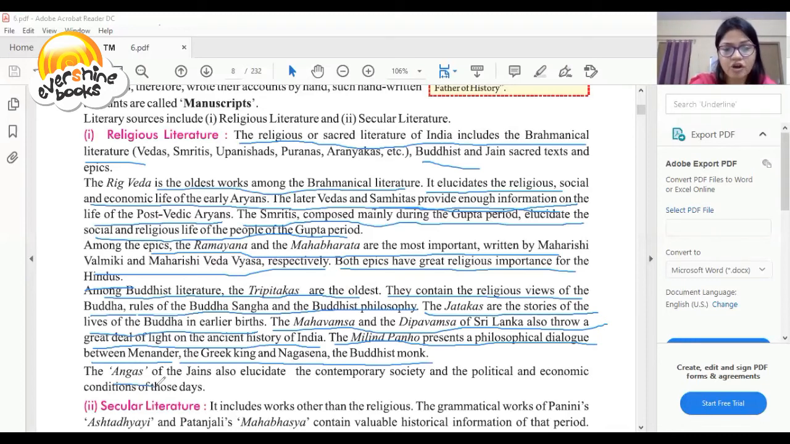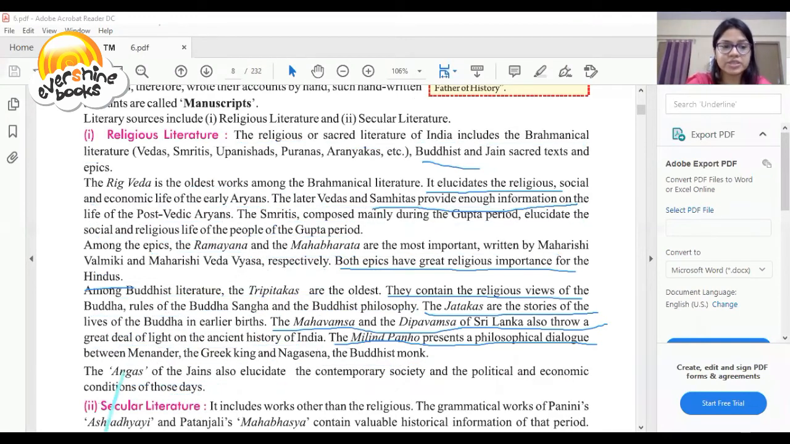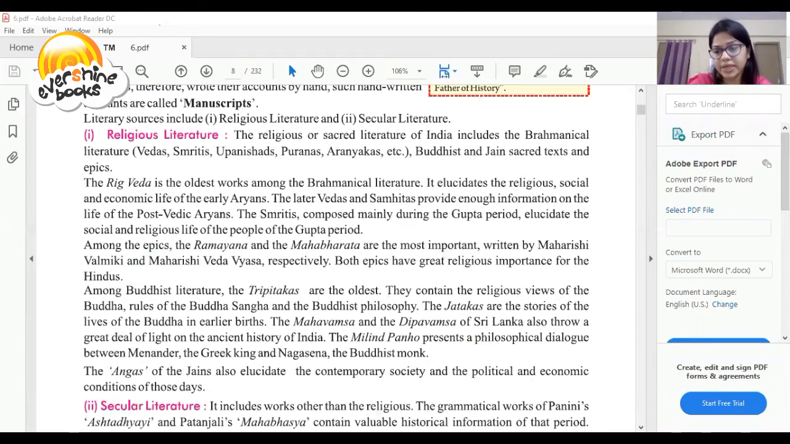The Angas of the Jains also elucidate the contemporary society and the political and economic condition of those days. So, these are some religious literature which explain our old times. So, this is all about religious literature. Let's understand the next one.